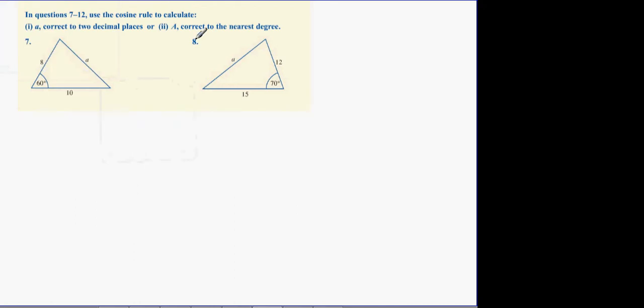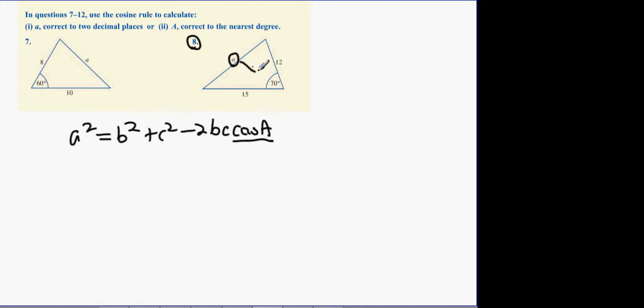Question 8. Find A correct to 2 decimal places. It then wants me to find the angle A corrected to the nearest degree. So look, for our side A, we're going to say A squared equals B squared plus C squared minus 2BC cos A. What we first say is that if this is A, then the angle that's opposite it must be cos A. So that's going to be cos 70.